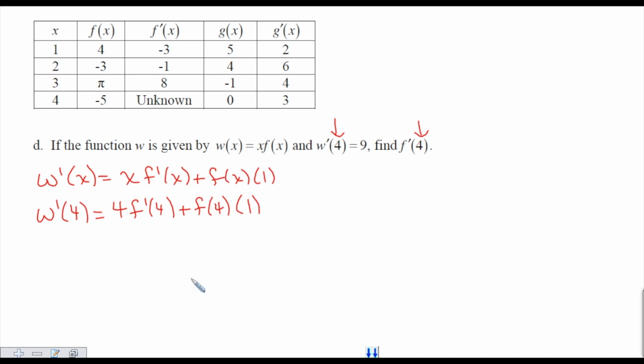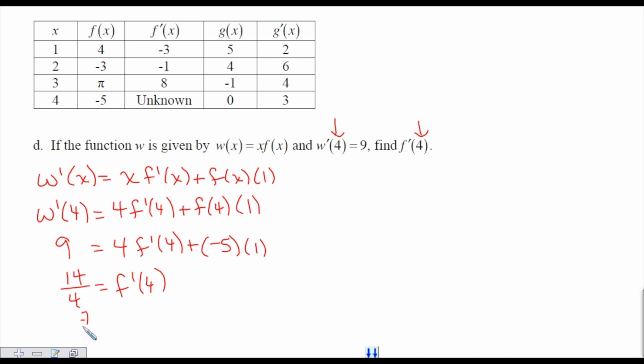Okay? So now let's plug in everything we know. We know that is 9. We know we're looking for f prime of 4, so we've got to leave that there. And f at 4, we can go to the chart and see that that's negative 5. Okay, if you add 5, you get 14. Divide by 4, you get f prime of 4. And we're probably going to want to reduce that just a little bit to 7 over 2.